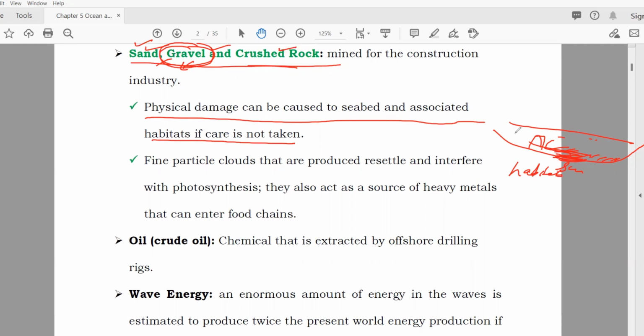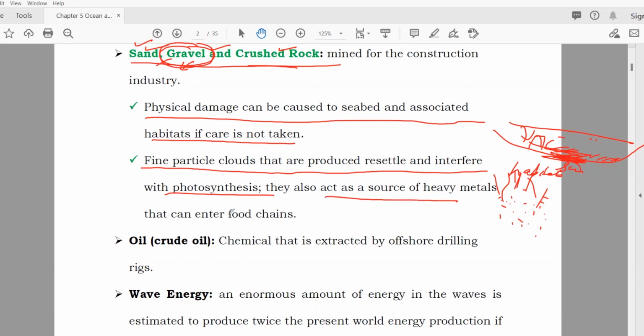If there is no other way to get the sand and gravel, and the ocean is the only choice, then care should be taken while you are doing this process. The fine particle clouds that are produced resettle and interfere with photosynthesis. They're saying that even if you are taking care, sometimes the sand particles move in the water, because you dig the ground to get the sand, but still some sand particles are really light. They move in the water, and they can interfere with and disturb the photosynthesis process.